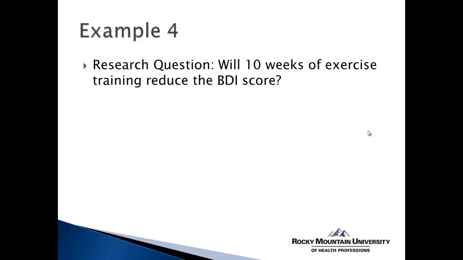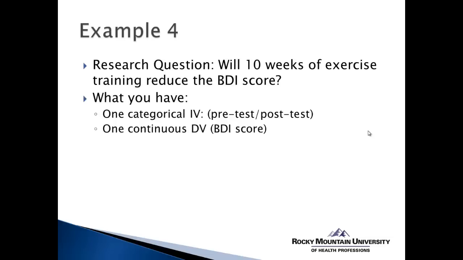Okay, example 4. Will 10 weeks of exercise training or performing exercise on a regular basis reduce someone's depression score? Will it reduce the BDI score? So in this case, we have one categorical independent variable, this being time, the passage of time. So we'll give them a pre-test of BDI, expose them to the training, give them a post-test, and then remeasure the BDI score. So this would be an example of a repeated measures type of situation. The same group of people being measured twice, in this case before and after an intervention.